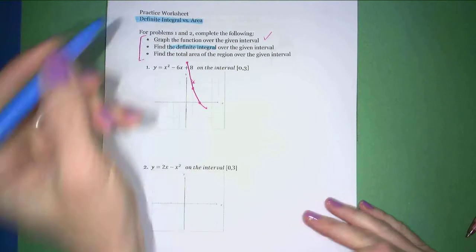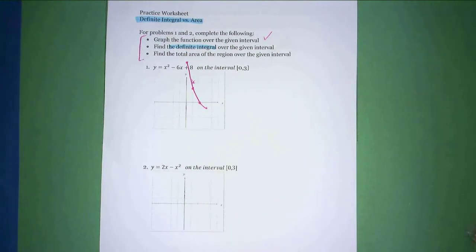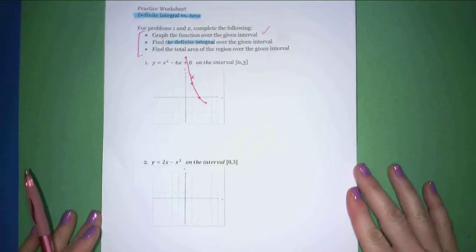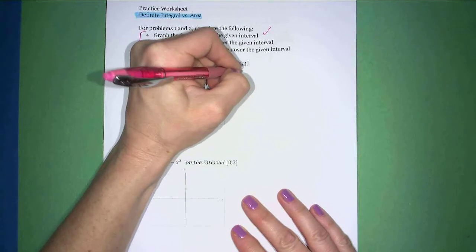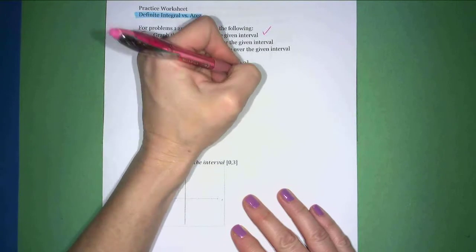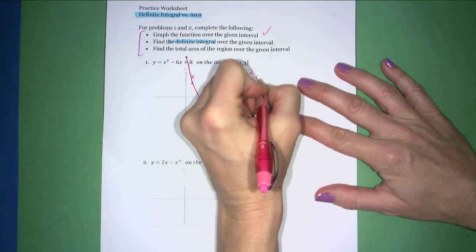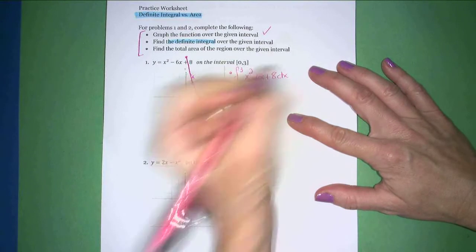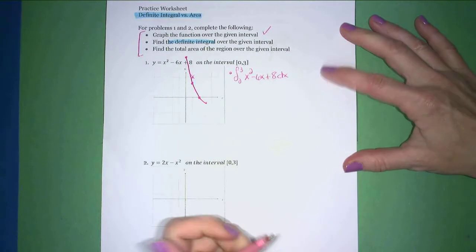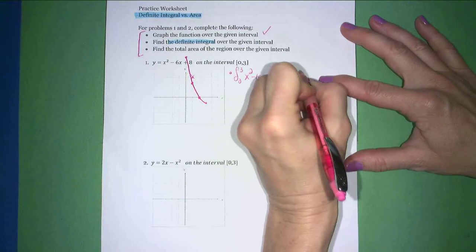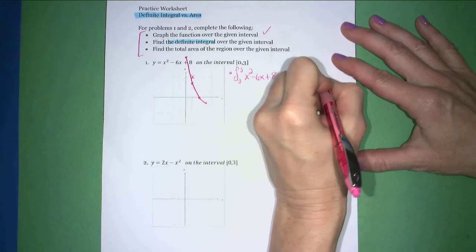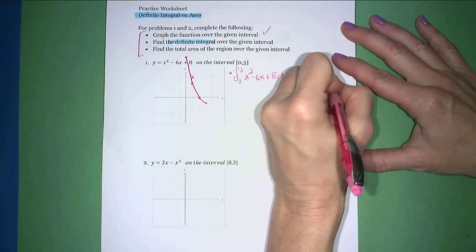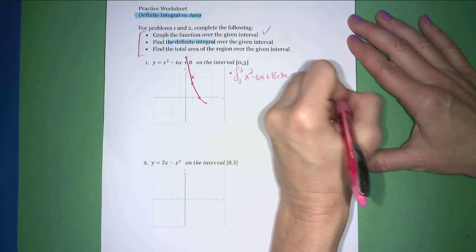Next bullet, find the definite integral. Okay, definite integral is simple. We quite literally just sweep through with no regard to anything. The definite integral is going to take care of everything. I'm just going to set up the definite integral from 0 to 3 all the way through of my function x squared minus 6x plus 8 dx. I'm going to anti-differentiate that, so that's going to give me 1/3 x to the 3rd minus 3x squared plus 8x, and I'm going to bracket that from 0 to 3.